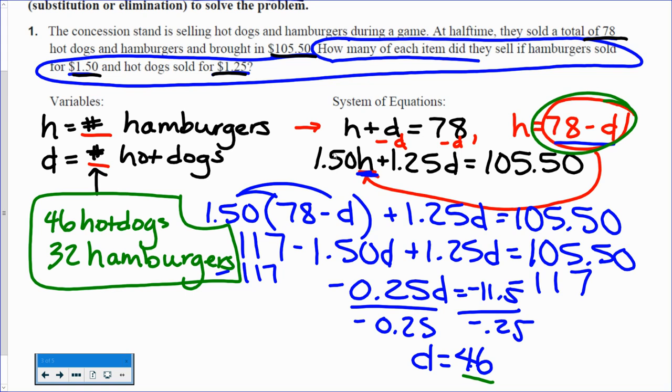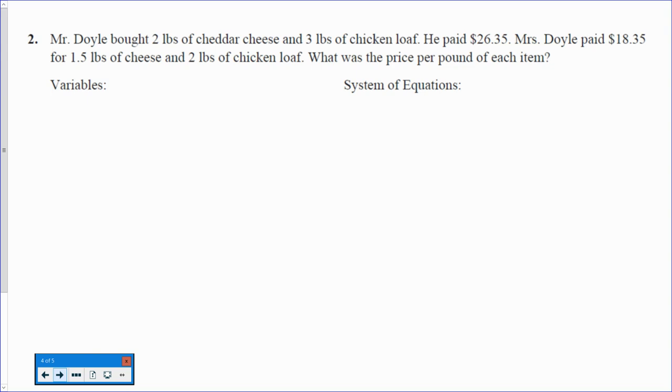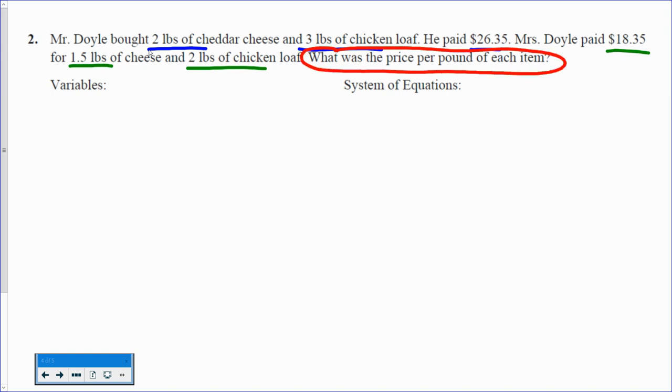All right, we'll go ahead and take a look at the second example. So Mr. Doyle bought 2 pounds of cheddar cheese and 3 pounds of chicken loaf, and he paid $26.35. Mrs. Doyle paid $18.35 for 1.5 pounds of cheese and 2 pounds of chicken loaf. Here is our question, right? That leads us to our variables. What was the price per pound of each item?